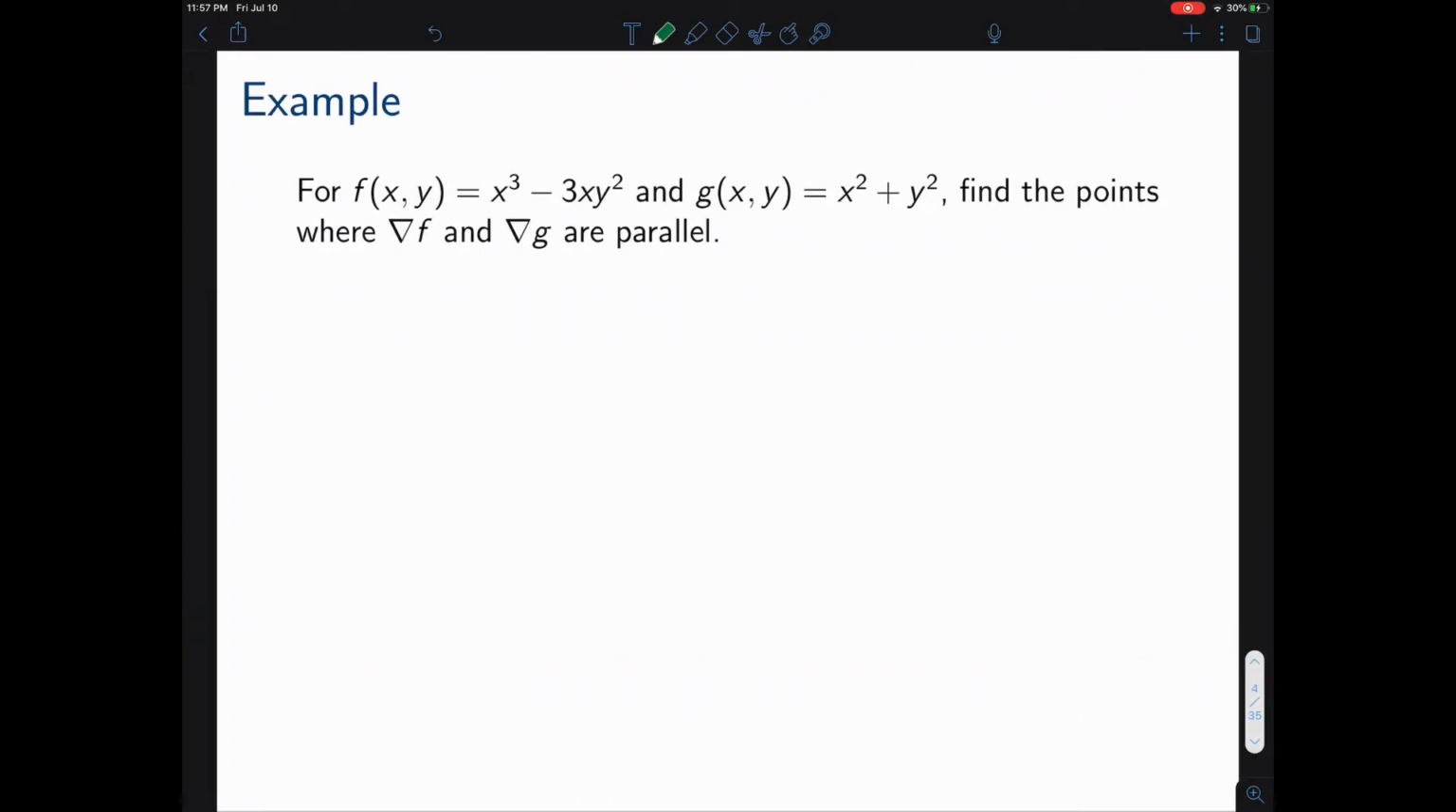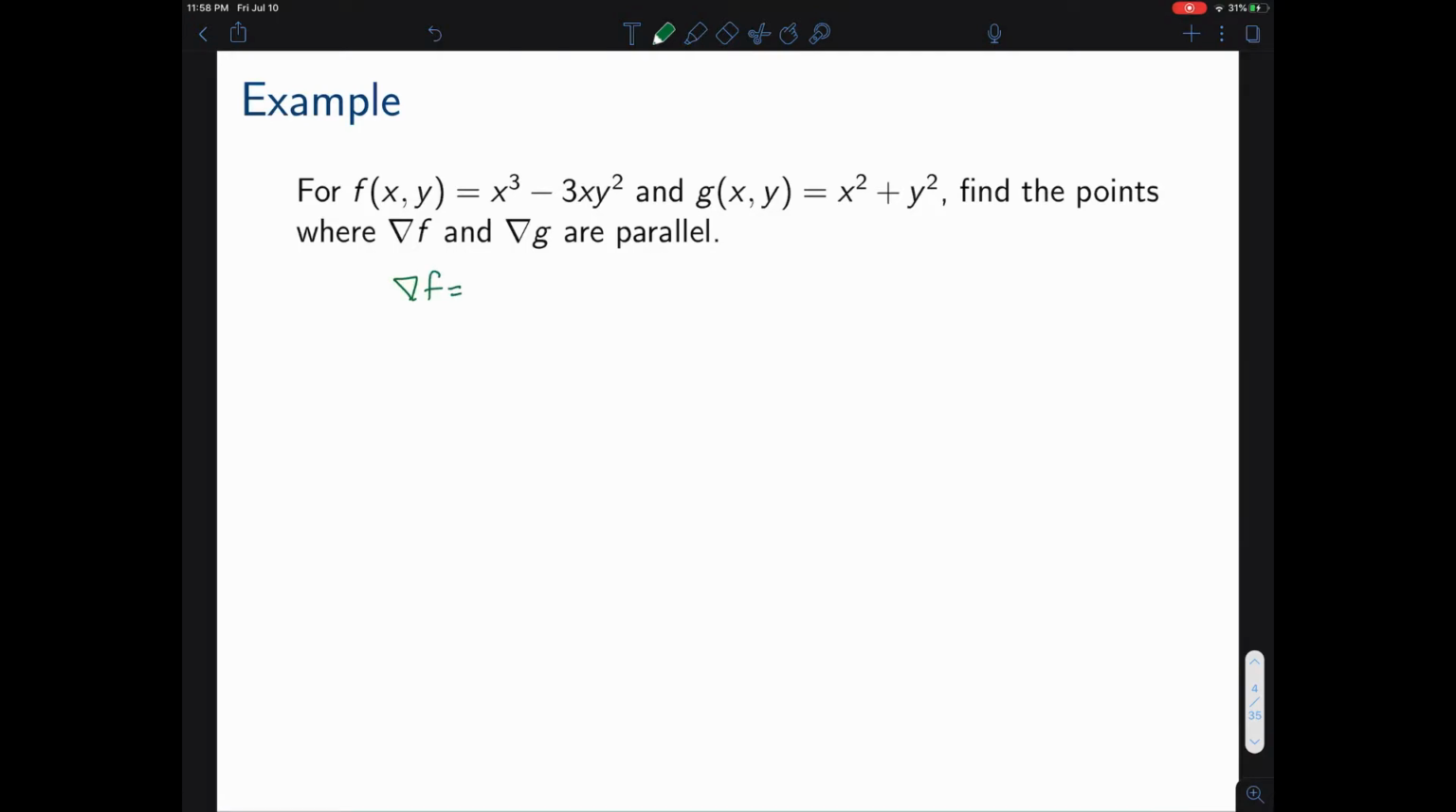An example of a problem that involves gradients: say f of x y is x cubed minus 3x y squared, and g of x y is x squared plus y squared. The question is to find the x y points where the gradients of f and g are parallel. This is actually foreshadowing something that's going to come up in a later section when we talk about optimization and specifically Lagrange multipliers. But for right now, let's just solve this problem.